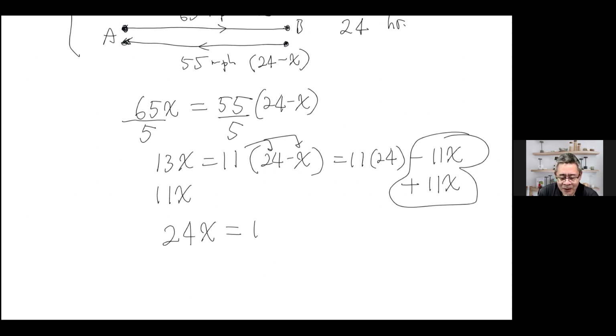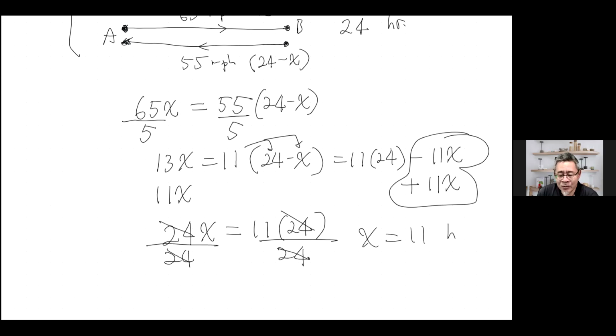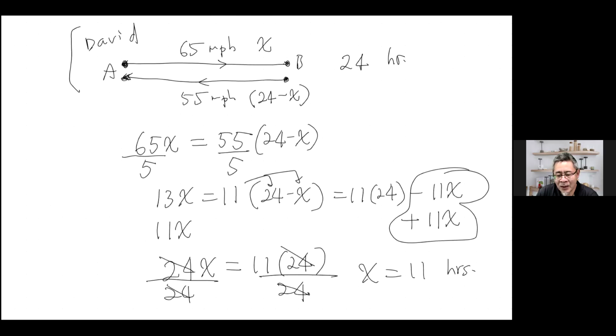Now you can see why I didn't multiply that until the last step. So we divide by 24, then divide by 24. That makes life a lot easier. I just cancel. So X is 11 hours. So now we know going from A to B takes David 11 hours, and going back from B to A takes him 13 hours. Added together, that gives us 24, and that's what is given in the problem.